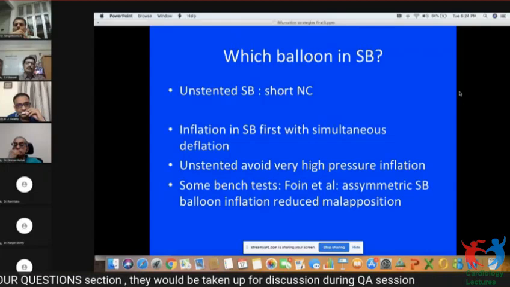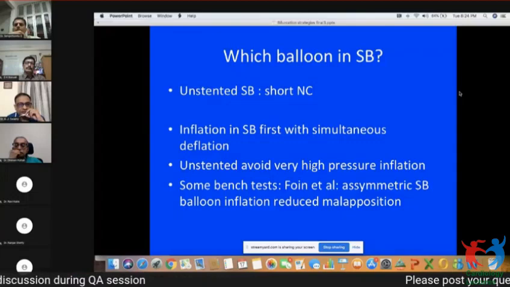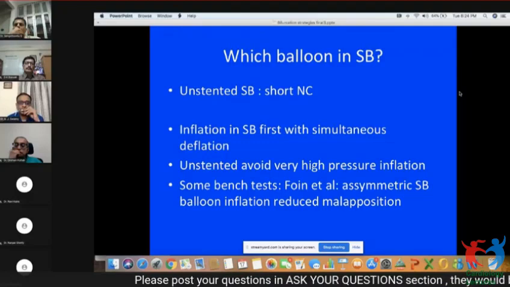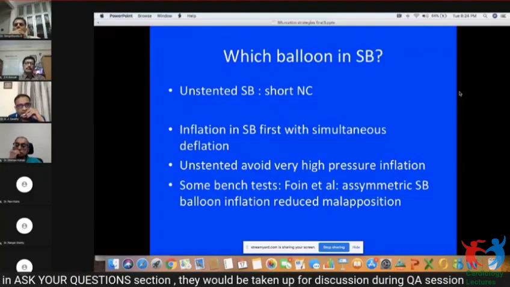In some bench tests, especially from Foy et al., asymmetric side branch balloon inflation reduced malapposition, that is, we use up to 10 atmospheres in the main branch and 16 in the side branch, and then thereafter do the POT in the main branch. When do we need a second stent?